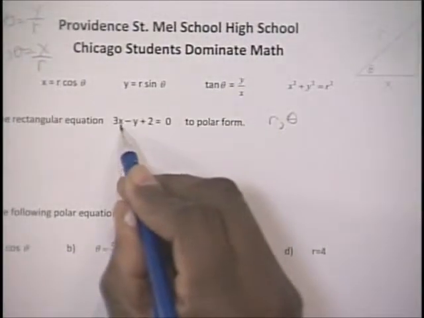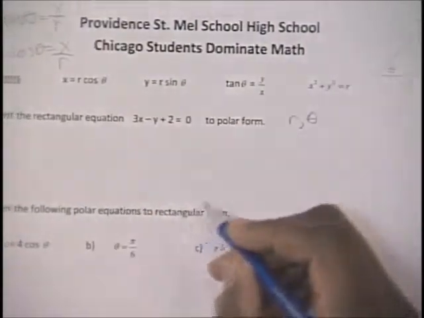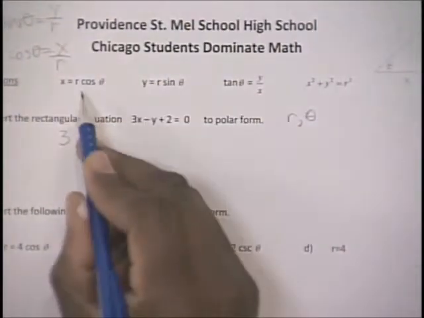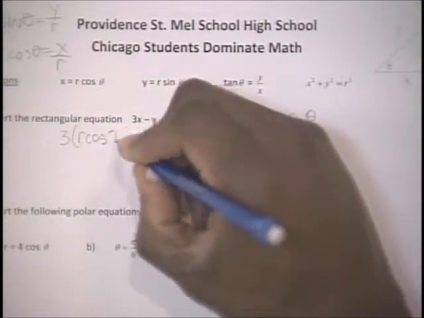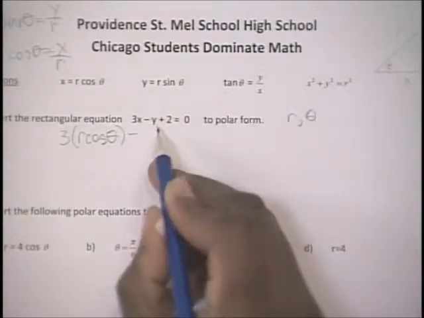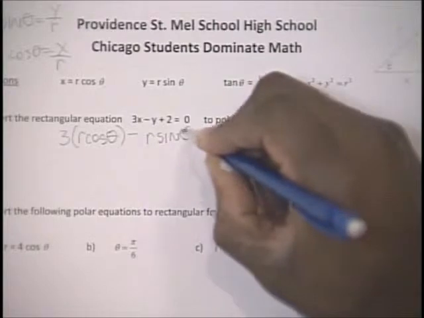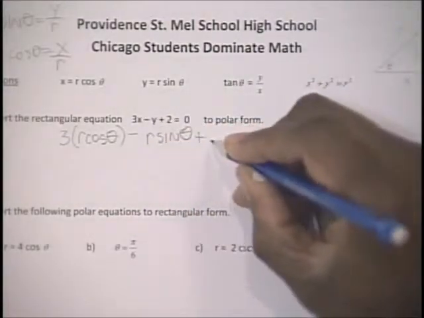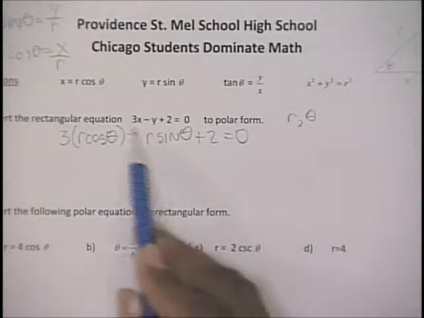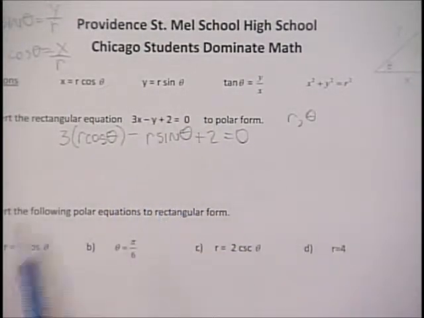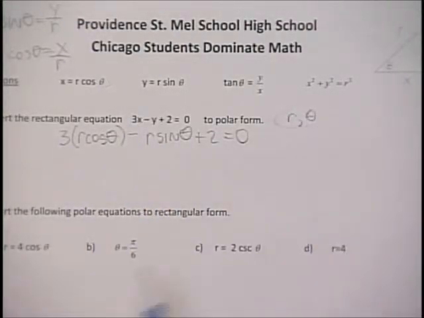So now all you're going to do is replace this x with r cosine theta. It's not very difficult at all. So we have 3, replace this x with r cosine theta, minus y, replace this y with r sine theta. And then you have the plus 2, bring that down, plus 2 is 0. Notice how what we've done is at first the equation that we had was written in terms of x and y only. But now we've replaced the x and y with polar coordinates.